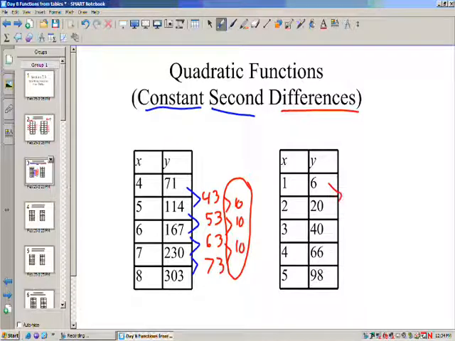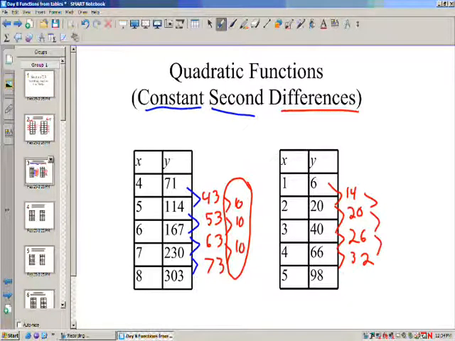So let's look at this one. Here we're going up by 14, then by 20, then by 26, and you can see this is going up by 6, going up by 6, so this should be 32. Here's the pattern. Is 32 plus 66 98? Yes, that is correct. So our constant second difference will be 6.